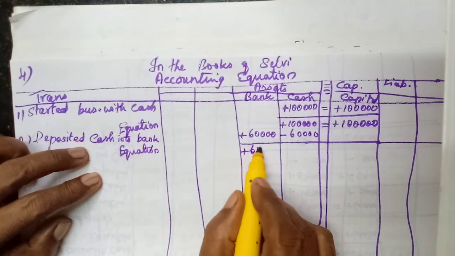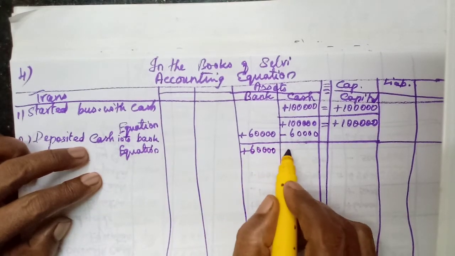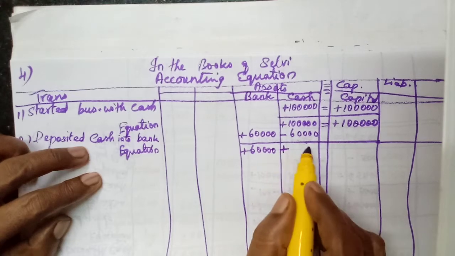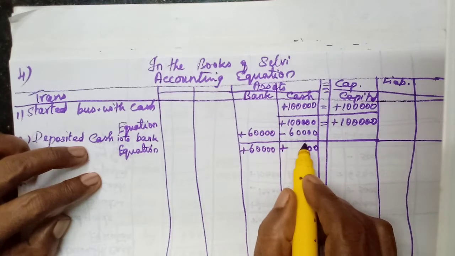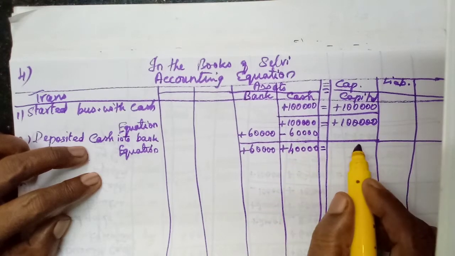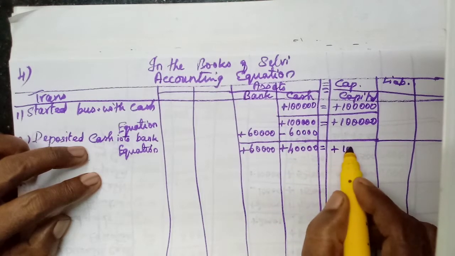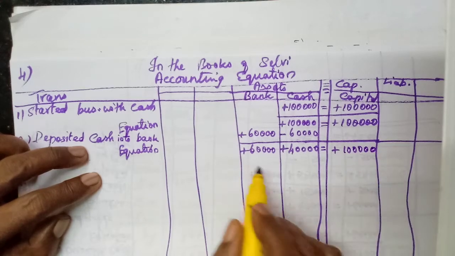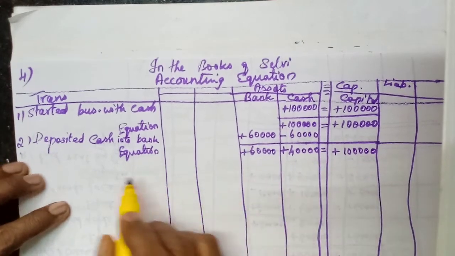Plus 60,000. Here plus the bigger one plus. Now you write 1 use 0 0. 10 minus 6, 4. 40,000 equal to here plus 1 lakh. Check both the sides. If we add, we will get the same amount.